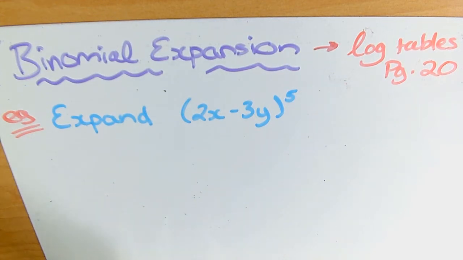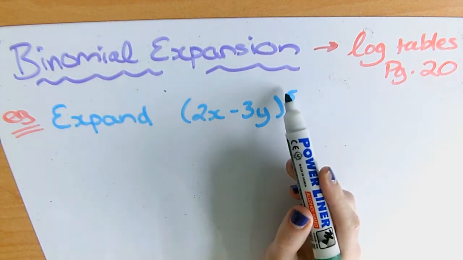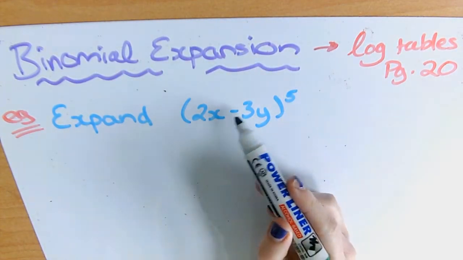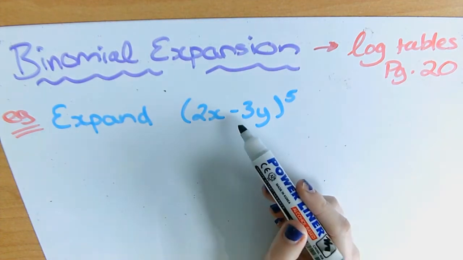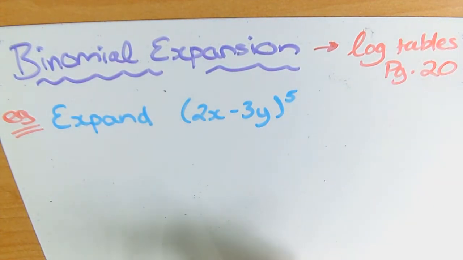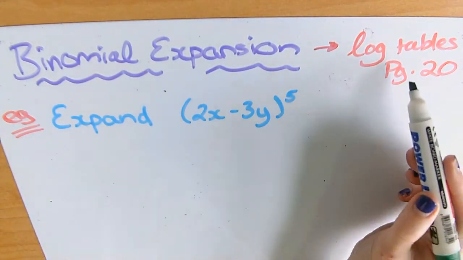Okay guys, so what we're going to be looking at in this tutorial is called the binomial expansion. We use the binomial expansion when we have a sum to a higher power to expand our brackets, because doing this the long way would take a lot of your page. So we have the binomial expansion to shorten our work here. The formula for the binomial expansion is in the log tables on page 20.